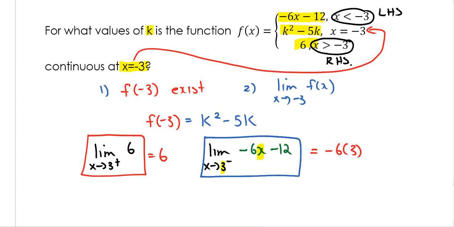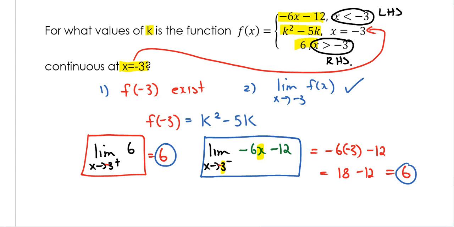Oh, sorry, this is supposed to be a -3. So -3 minus 12. That's going to give me positive 18 minus 12, and that's going to give me a final value of 6. So that's good news. That means my right-hand limit and my left-hand limit are equal to 6, so my limit does exist.